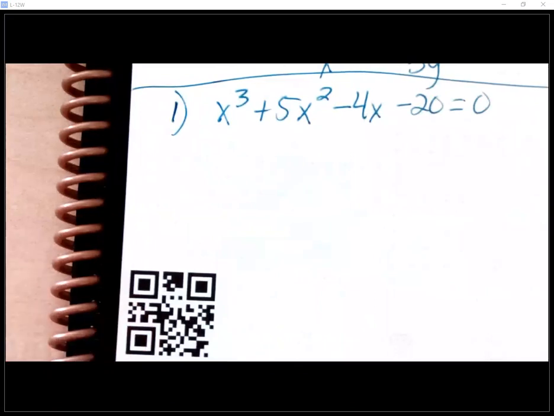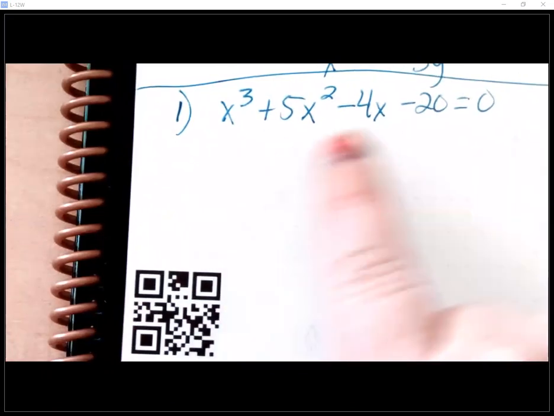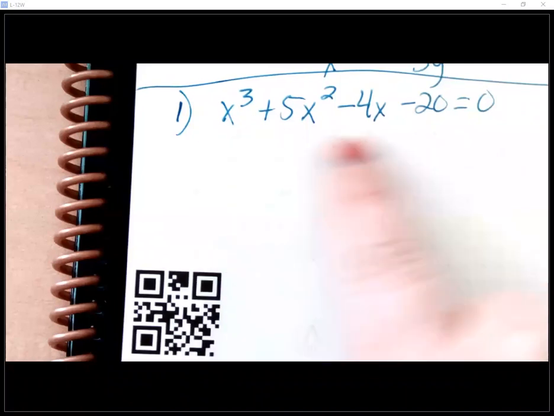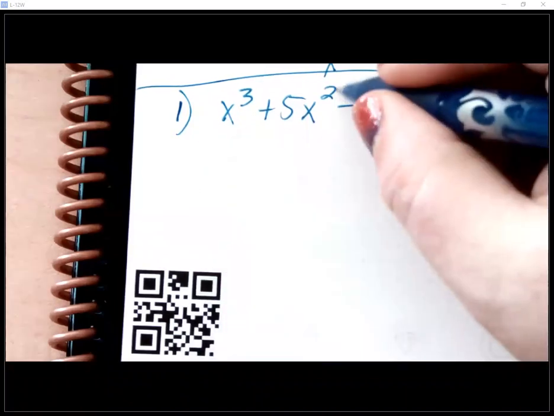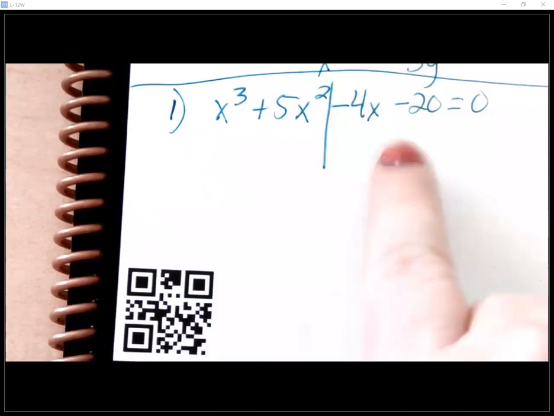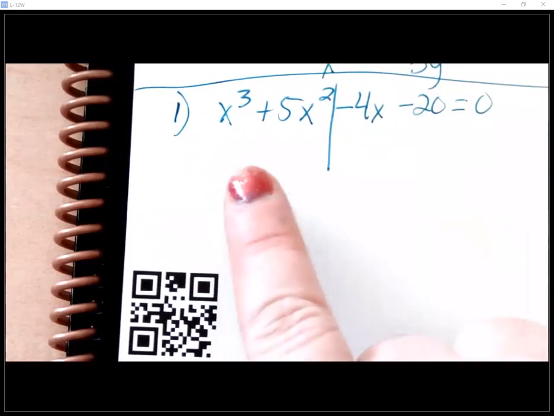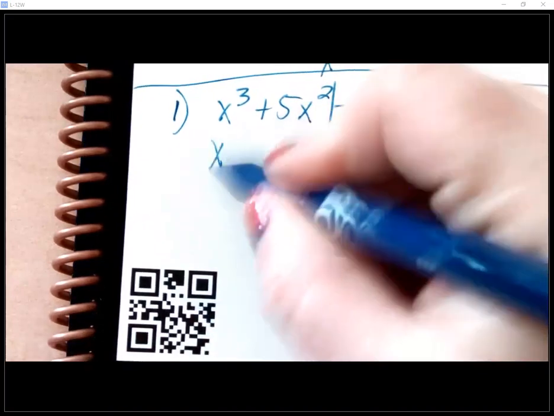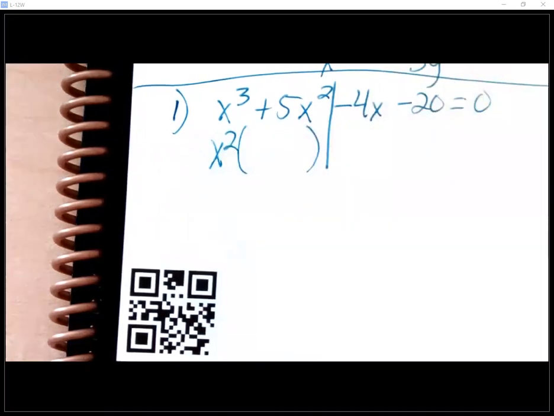Do you remember? I'll give you a hint. These are the ones, when you have 4 terms, you're always going to try to factor by grouping. So when you have 4 terms, remember we put this line right after the second one and then we just factored each side? Do you remember that? So on this side, what can I factor out of the left? X squared. Let's take out x squared and then what would I have left? X plus 5. Yes, x plus 5.